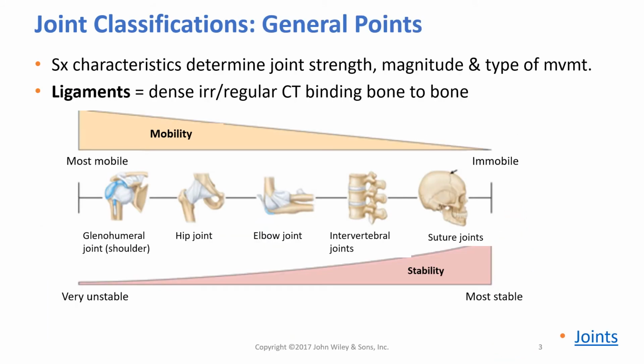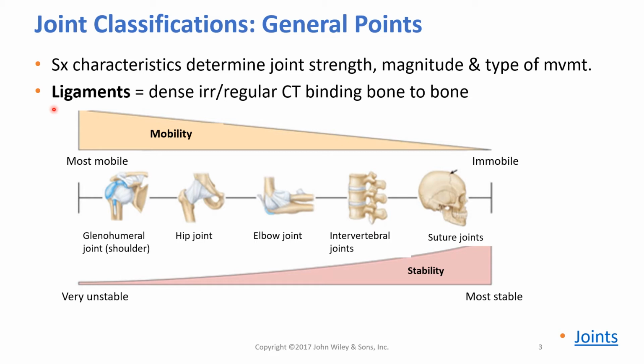So just a couple of general things on joints. When we look at their structure, it's really important to recognize that the structure of something is going to determine how much strength it can generate, its magnitude, and the type of movement that it's going to generate based on its shape, which is what we're going to be referring to as structure. And also all the supporting structures around the joint are going to become very important in that.